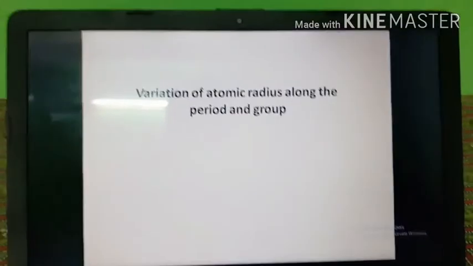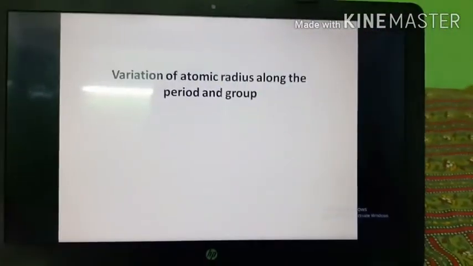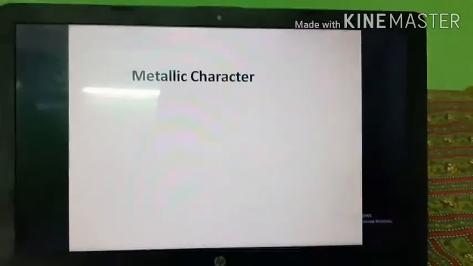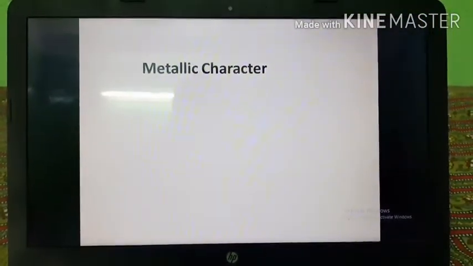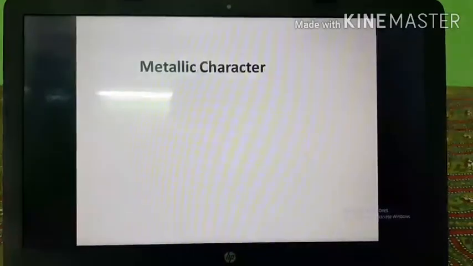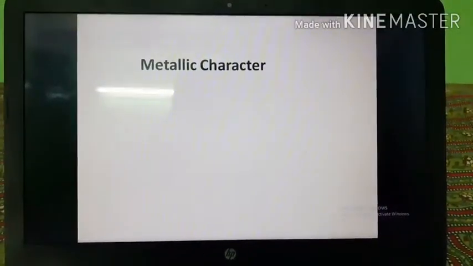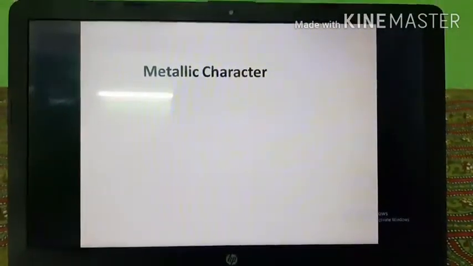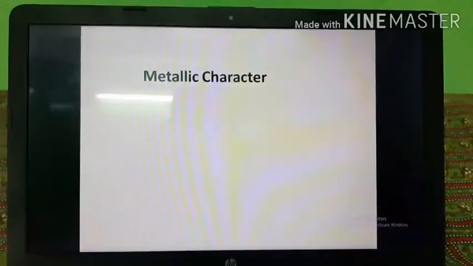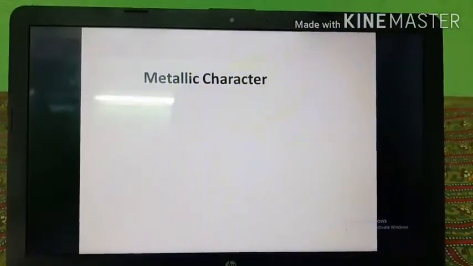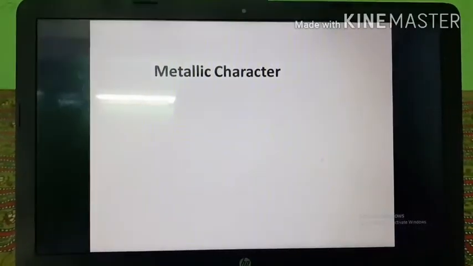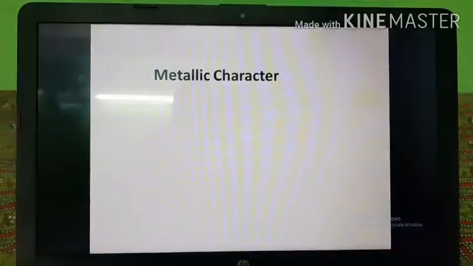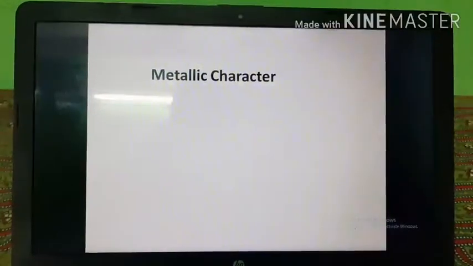Now the next topic is the metallic character. What is called the metallic character? Metallic character is actually the tendency or the ability of a substance to donate electrons, known as the electropositive character or the metallic character. So the substances which can lose their electrons very easily are known as metals.